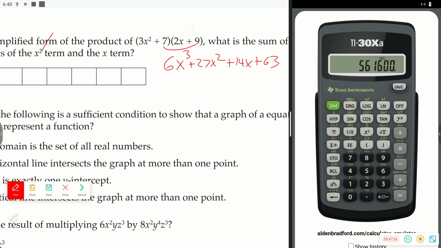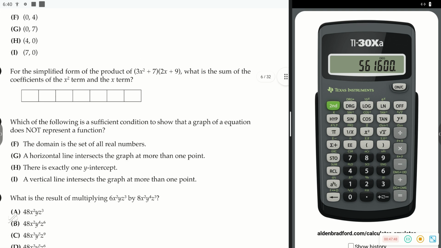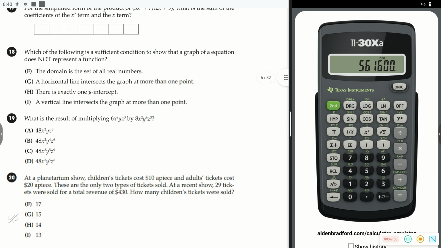Now it asked us for what is the sum of the x squared term and the x term. So 27 plus 14 equals 41. So in our box, we would put 41 as the answer. And that's all there is to that one. Let's go on to the next one.